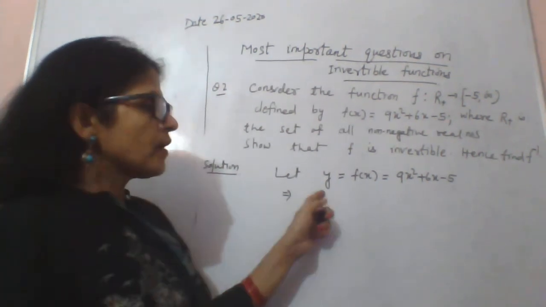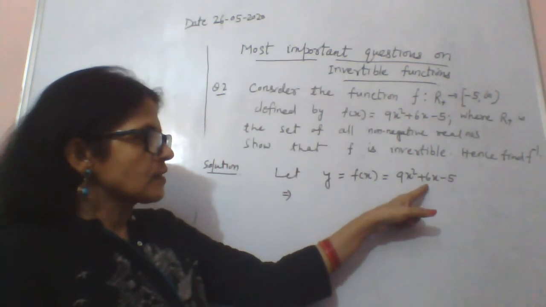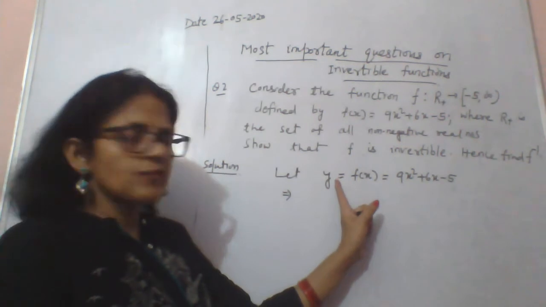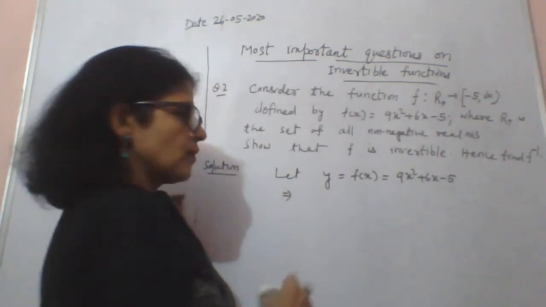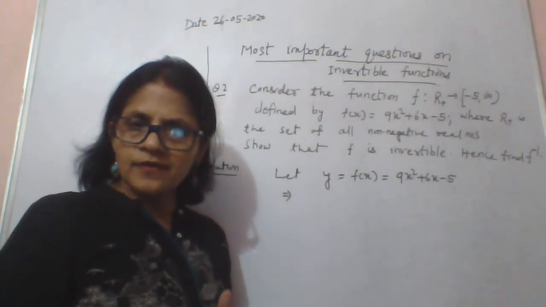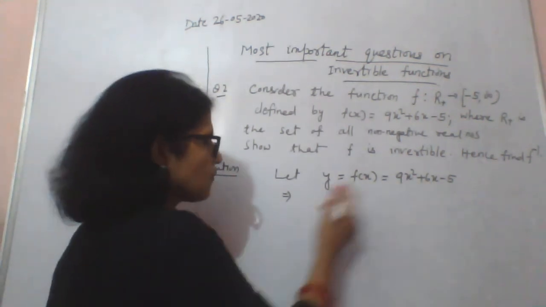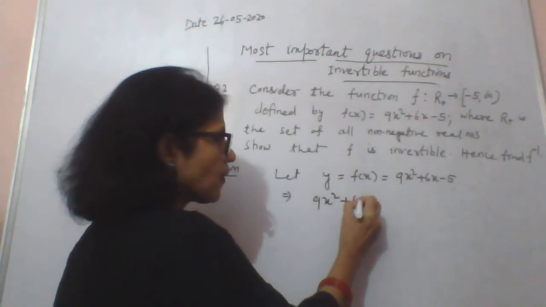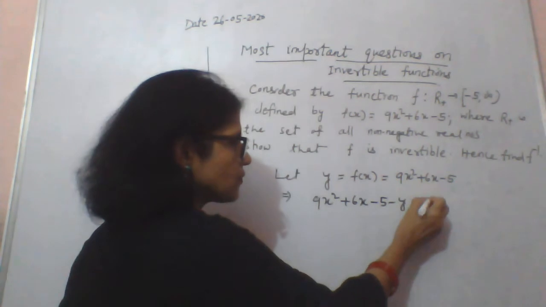So we have y equal to f(x) equal to 9x² + 6x − 5. We are taking the second method, so straight we will start from here. So y equal to this. Here we have to find what? First step is to find x, that is x equal to g(y). So y equal to this, which implies 9x² + 6x − 5 − y equal to 0.